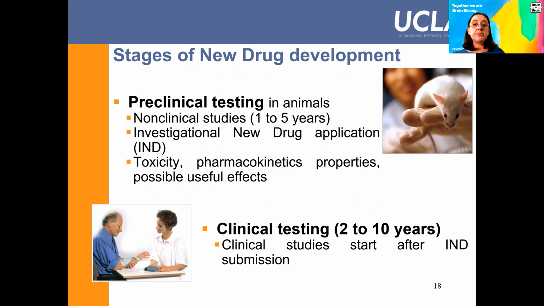So what are the different stages of new drug development? The first step is preclinical testing in animals. These are what are called non-clinical studies. They are not done in human subjects. They are done in the lab.